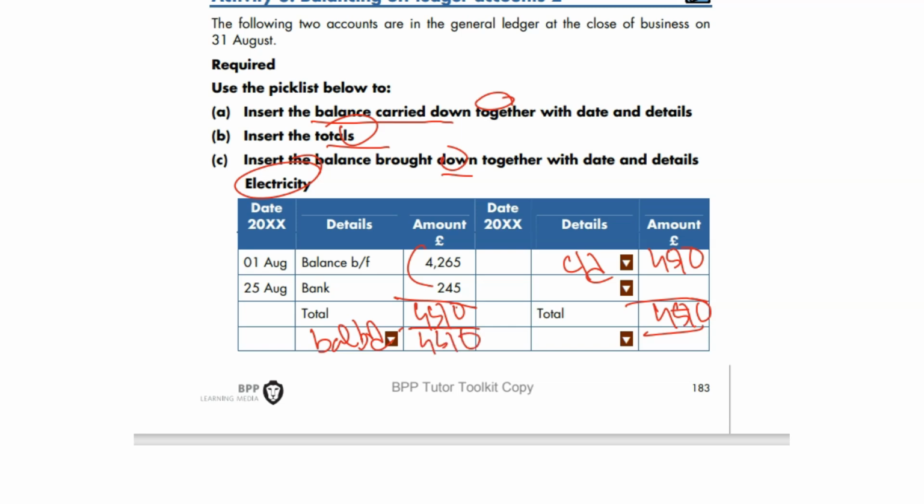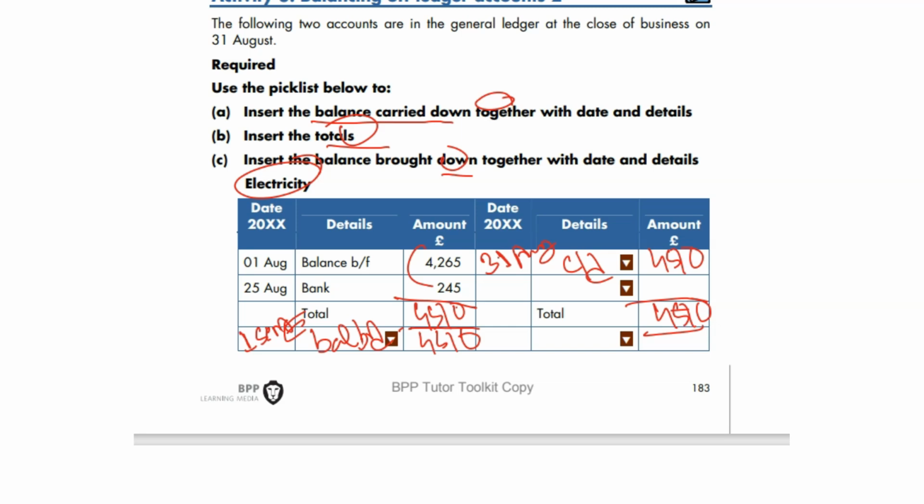4510. Now you need to put the date. That's one new thing you're going to learn in this video. What is the date for balance CD? It's always month end. 31st of August. Do remember 31st of August. And what is the date for balance BD? It's the first date of the next month. First of, then what? September.